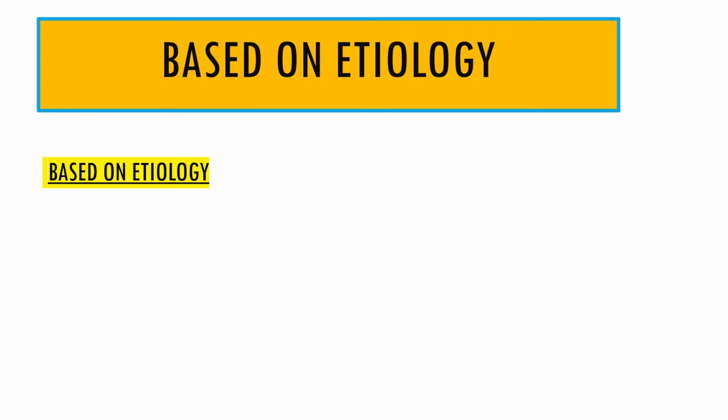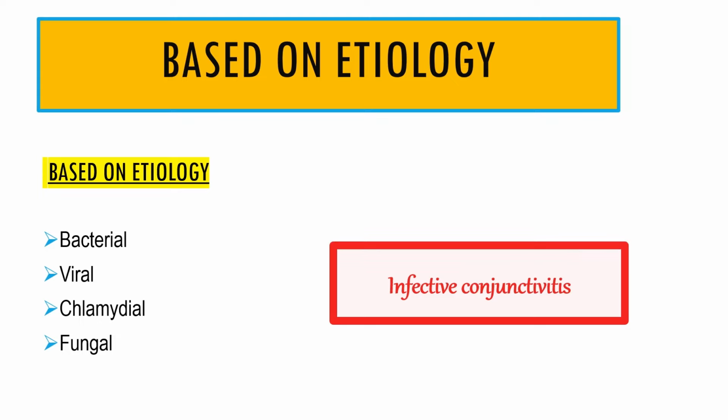Now, we can also divide the infective conjunctivitis based on the etiology of the disease. We can have bacterial conjunctivitis if bacteria is the causative agent. We can have viral conjunctivitis if a virus is causing the conjunctivitis. We can have chlamydial or fungal conjunctivitis. All these are types of infective conjunctivitis based on the etiology. Another is allergic conjunctivitis, where the etiology is allergy, and this is a type of non-infective conjunctivitis.